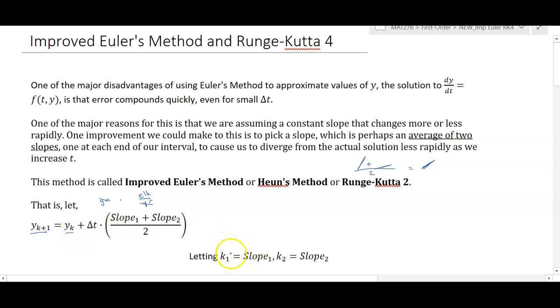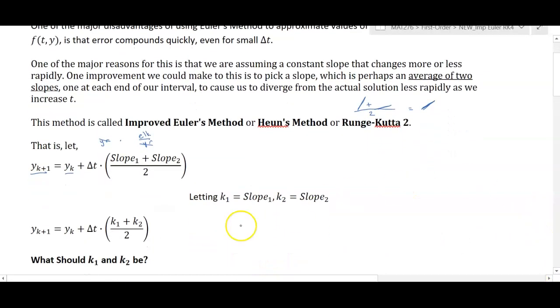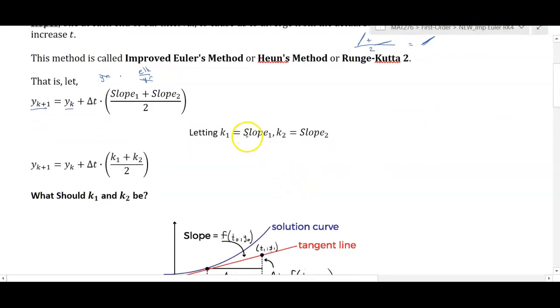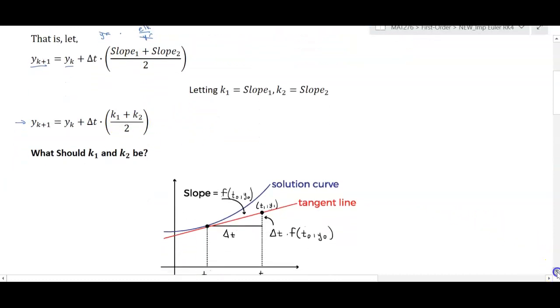So we typically call K1 the slope 1, and K2 the slope 2. Now we're not going to get into the computation of this because it does get more tedious to get those two slopes, because the slope K2 actually depends upon the slope K1. So this is just an alternative way to write it. Instead of having written slope 1 and slope 2, we'll use K1 and K2. So what should K1 and K2 be?